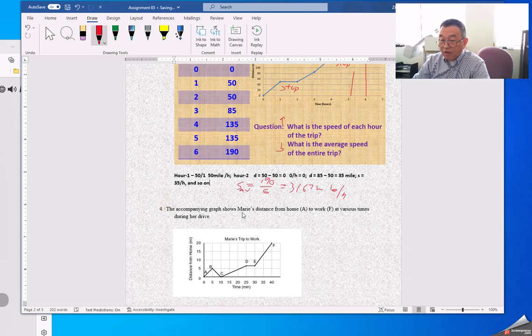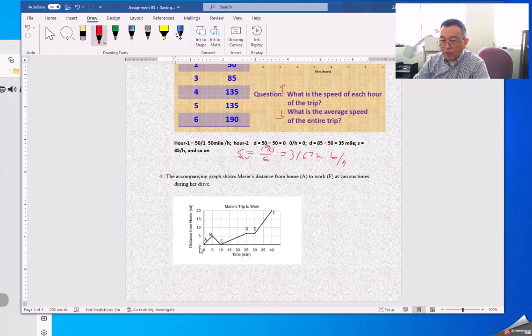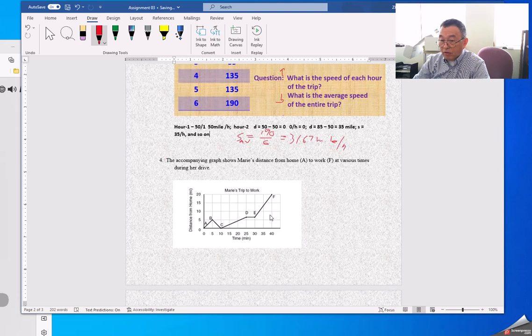This is a graph of Mary's distance from home to work. I will show you a different kind of travel graph, same as above, but with a different story. It shows distance from home. She goes, and after some time she realizes she forgot something. She returns home, and then slowly continues. In the middle, she takes a break, and then keeps going. So that's the travel graph.